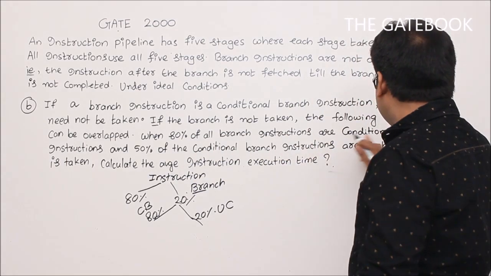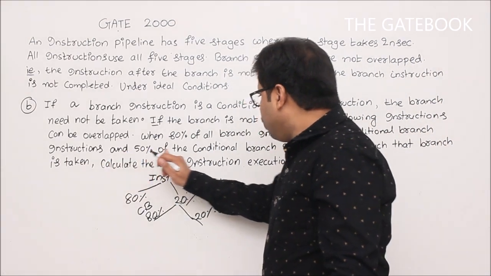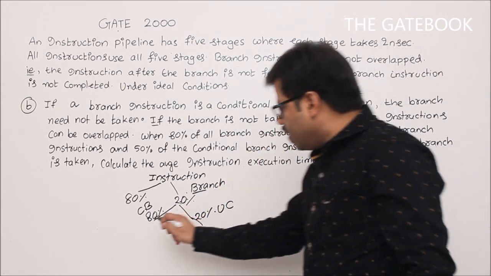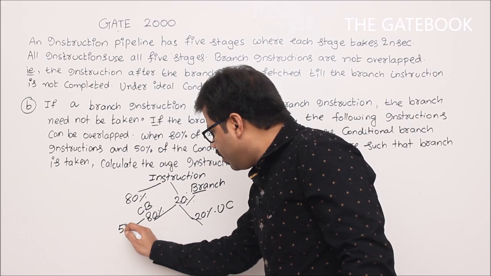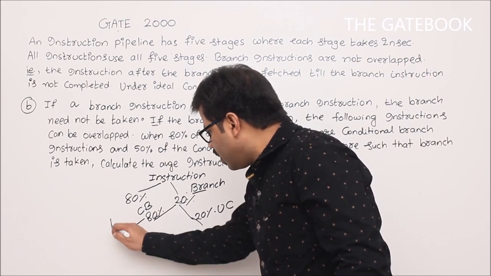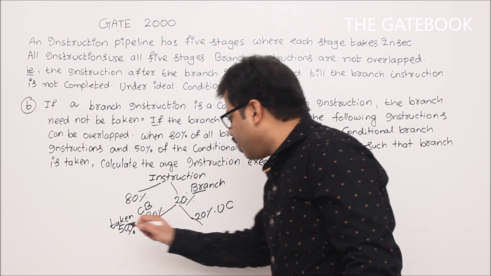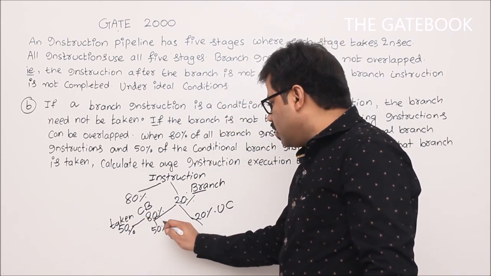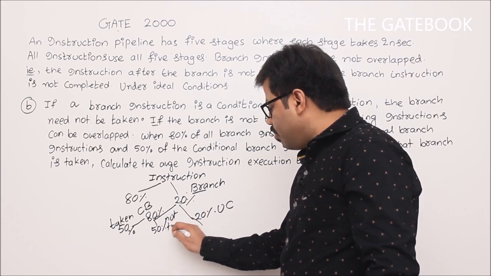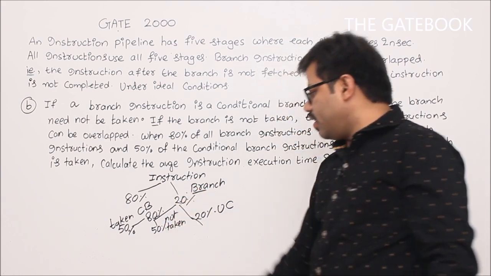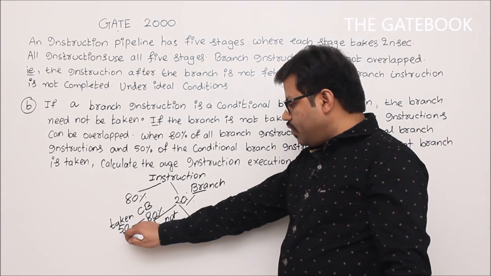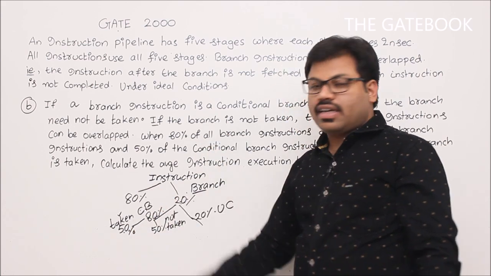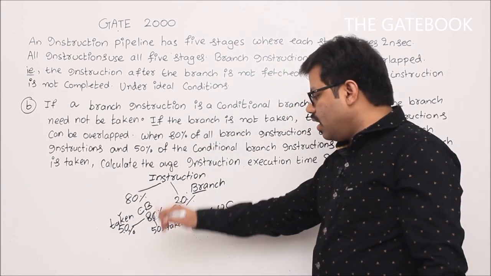80% of all branch instructions are conditional branch instructions, and 50% of the conditional branch instructions are such that the branch is taken. In the 80%, 50% of the instructions for that branch is taken. That means the remaining 50%, use common sense please, are not taken, correct? Because either the branch will be taken, otherwise it will not be taken. In the problem it says 50% of conditional branch instructions take the branch, so the remaining 50% are not taking.